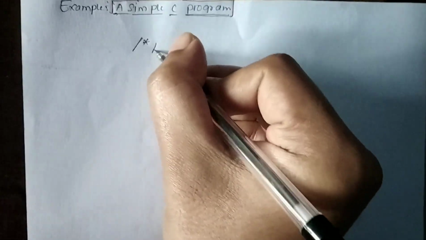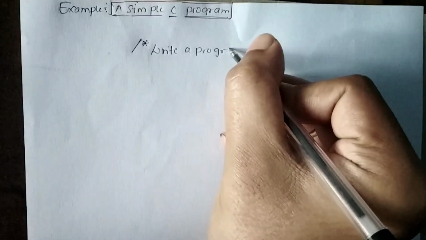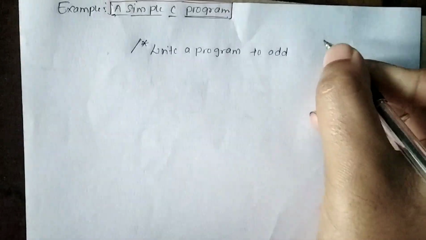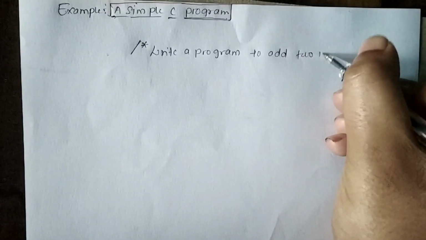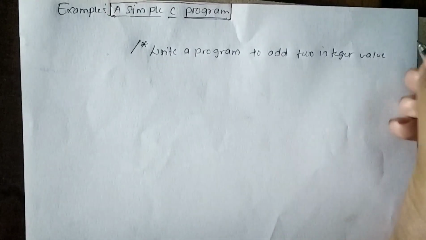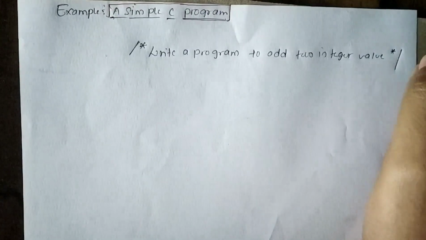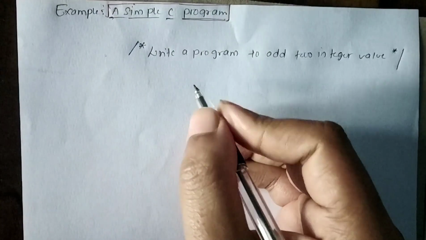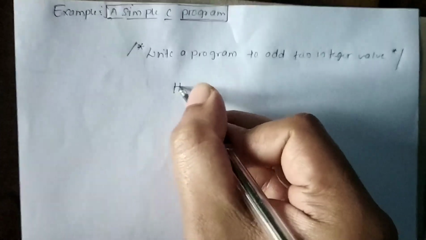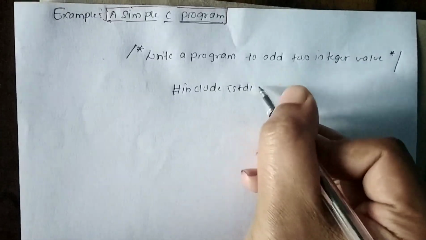/* write a program to add two integer values, closing with asterisk and slash. So let us start with the header files. #include <stdio.h>.